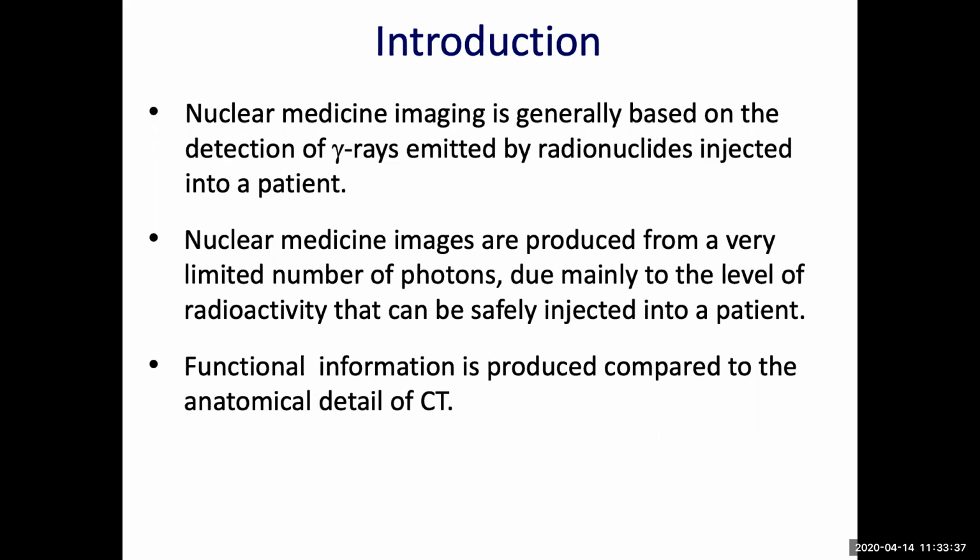Functional information is produced, compared to the anatomical detail of the CT. So the apparently poor image quality is overcome by the nature of the information produced. We are talking here about functional imaging in nuclear medicine, if we compare it with the anatomical imaging in the CT and X-ray.